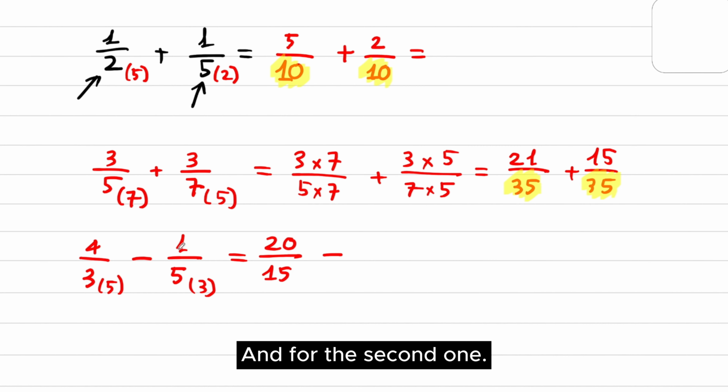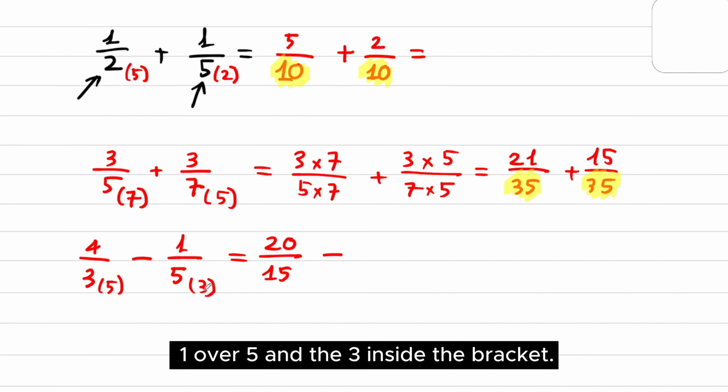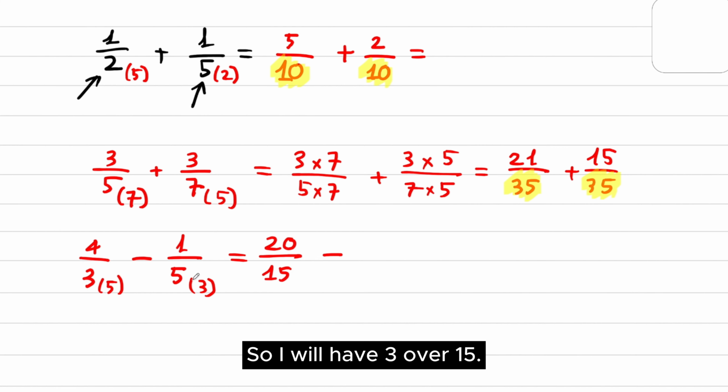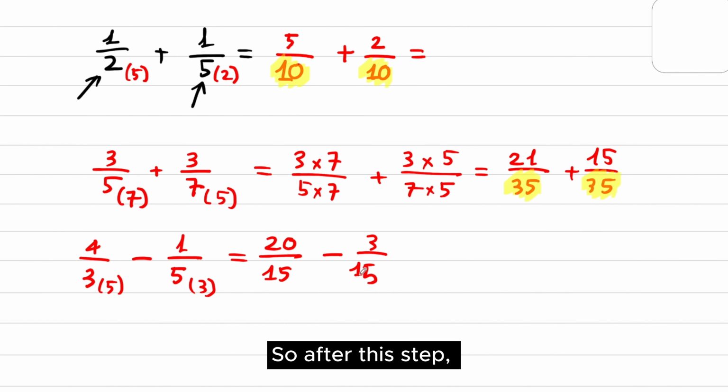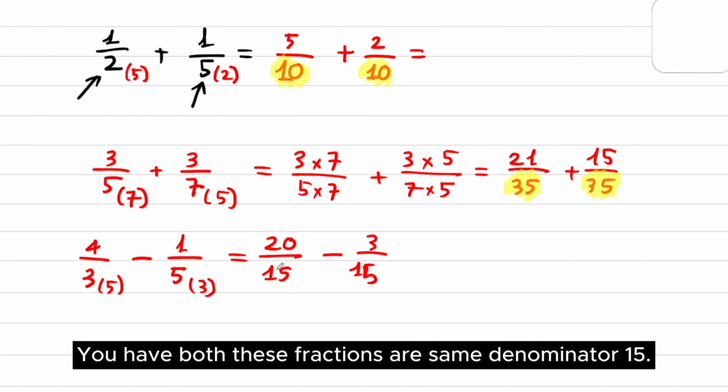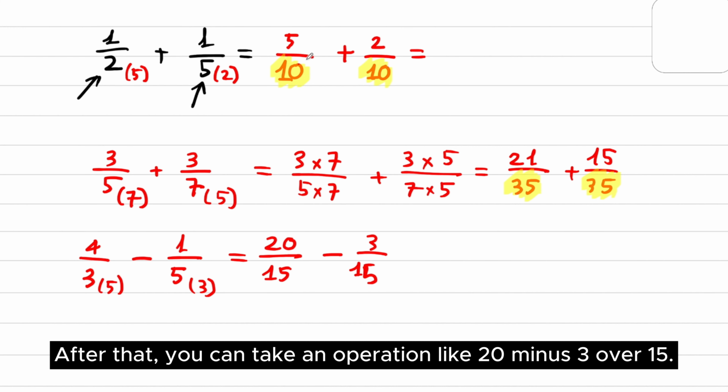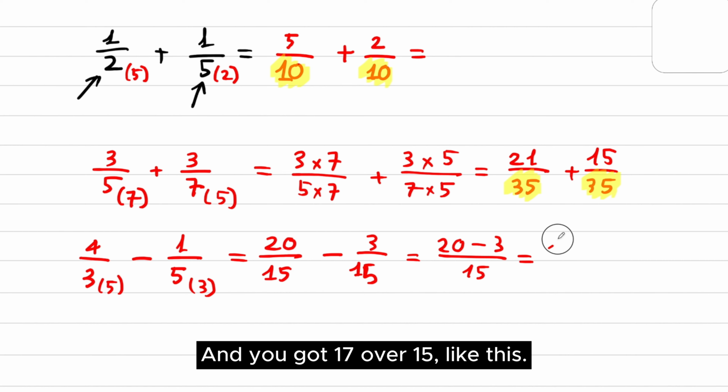And for the second one, 1 over 5 and the 3 inside the bracket, I will have 3 over 15 because 3 times 1 is 3 and 5 times 3 is 15. So after this step, both of these fractions have the same denominator, 15. Okay, so after that, you can take the operation: 20 minus 3 over 15, and you got 17 over 15 like this.